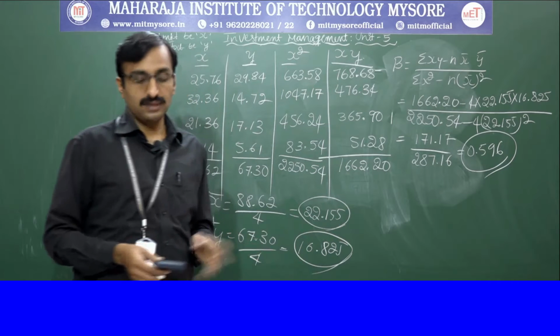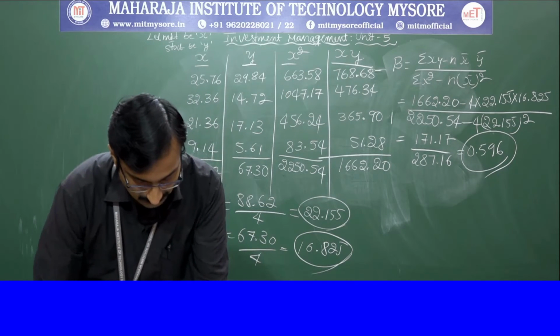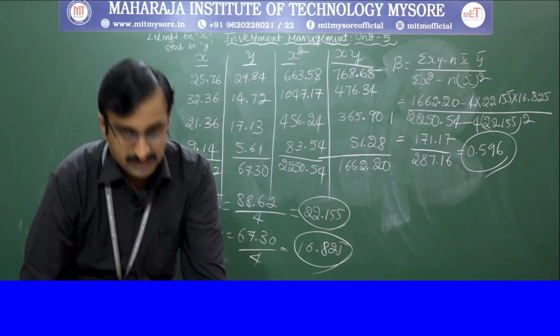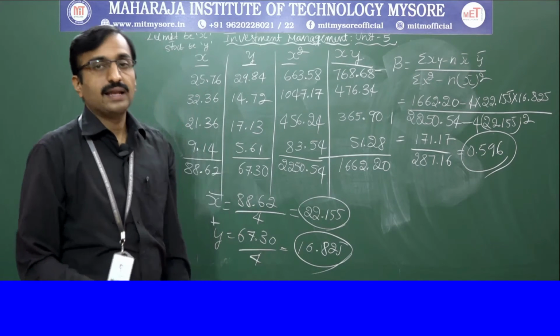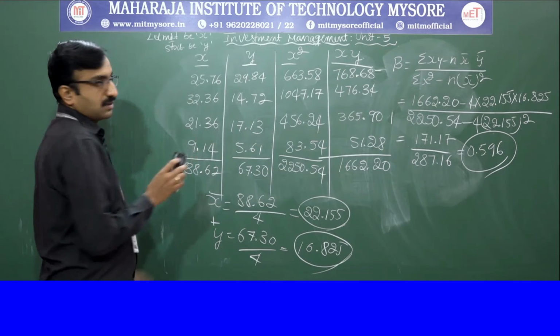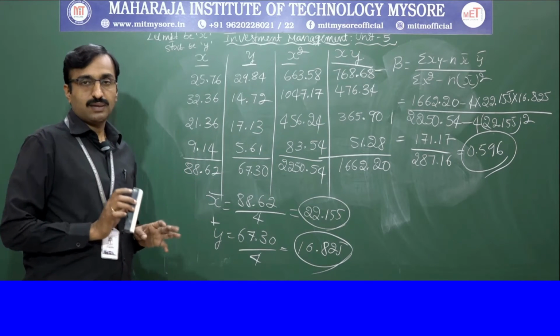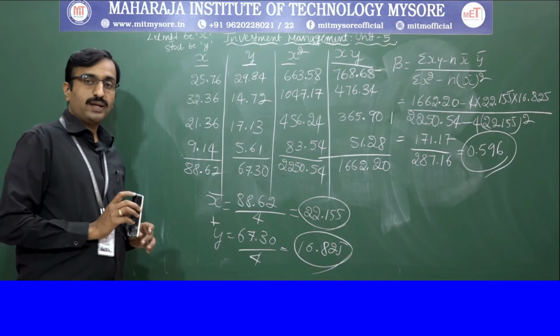This is another type of problem. They have not asked it in the previous year question paper, but this year they may ask you. Then moving on to calculation of alpha. This is all about problems on beta measurement. Got it?